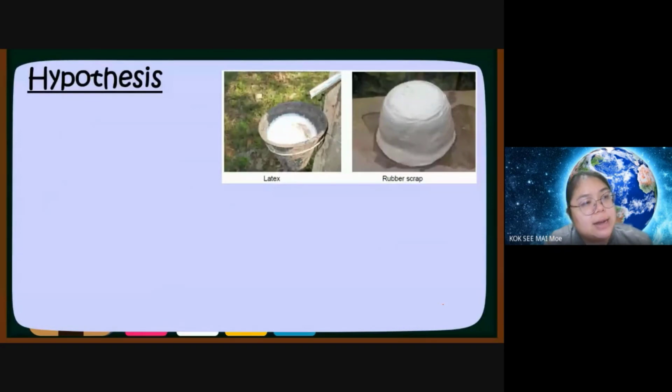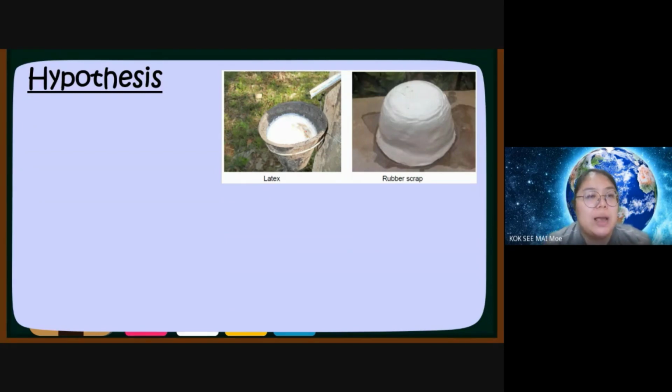Okay, then we see another hypothesis for this situation. You can see the latex. One latex they put the acid, and another latex they put to the alkaline. So when they just put the acid, you can see that they become like this. Okay, they reaggregate, they become solid. When the latex they put the alkaline, they are still liquid.